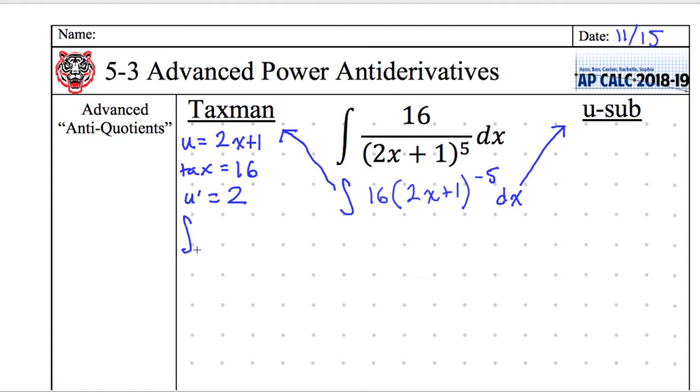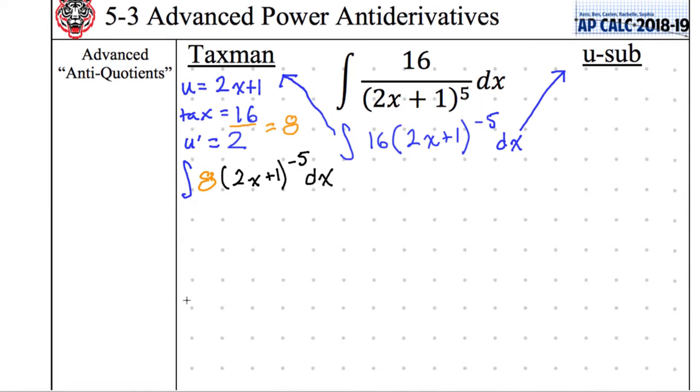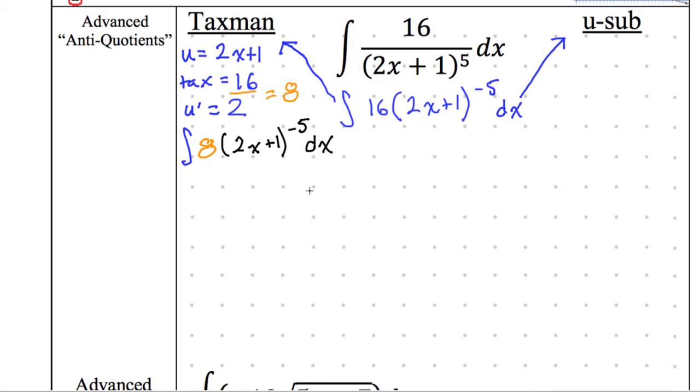Again, you can't pay the Taxman a variable rate. You can't pay him x. We're going to pay the Taxman with this fraction of 16 over 2, which is 8. So when I pay the Taxman, what is my new integral now? 8 times 2x plus 1 to the negative 5th. Don't forget your dx, to be formal.